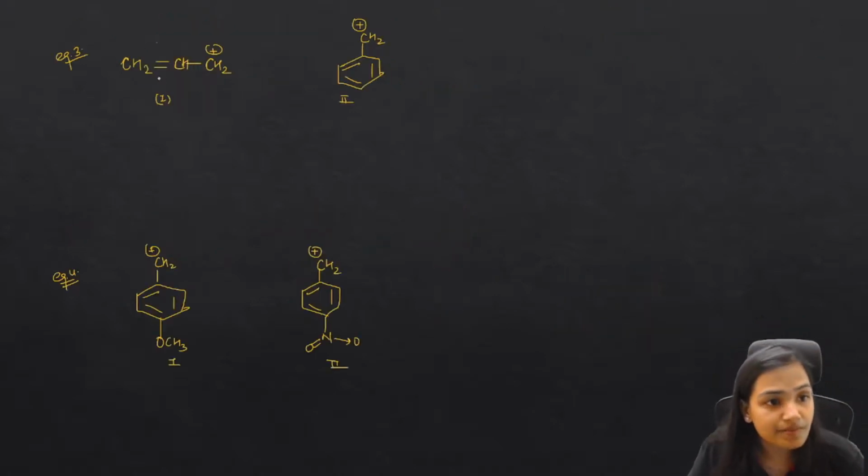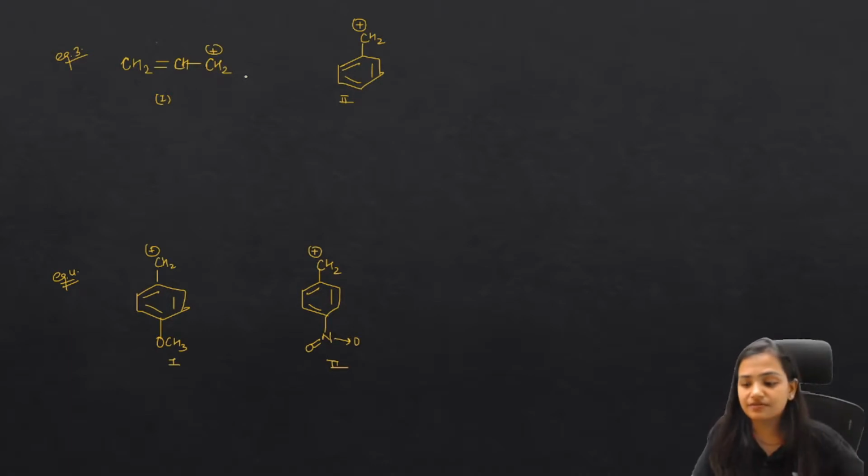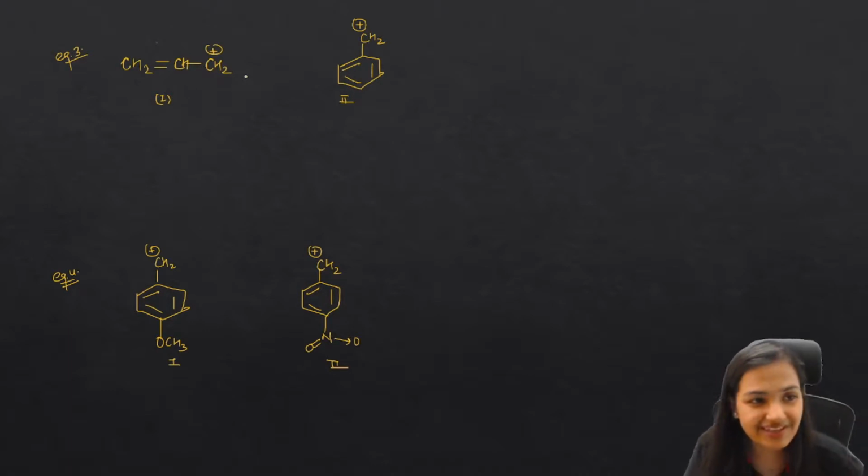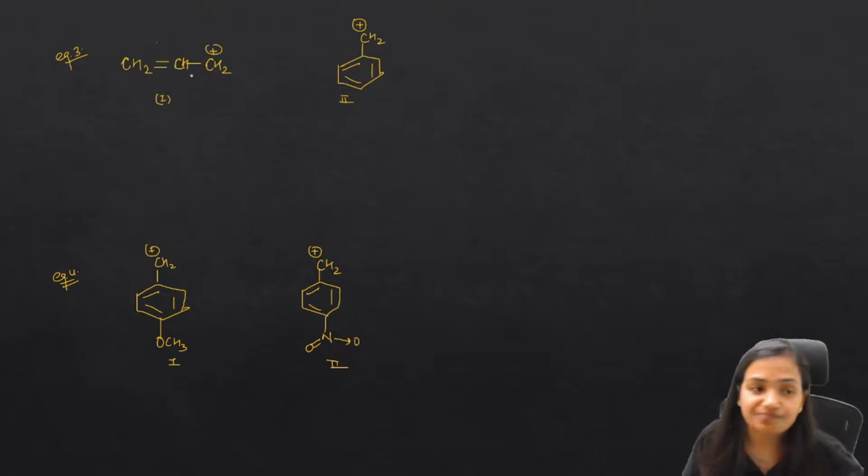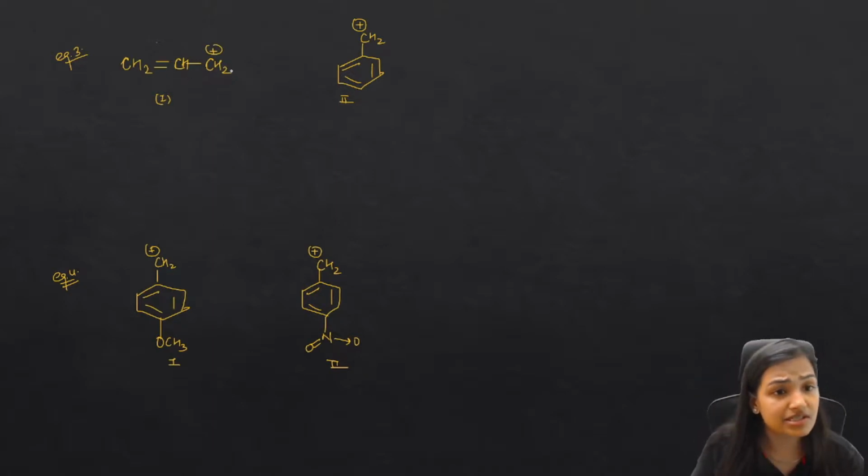Example number 3: CH2 double bond CH single bond CH2. If you have any doubt, please mention it in the comment section. Here we have example number 3, which is CH2 double bond CH single bond CH2.